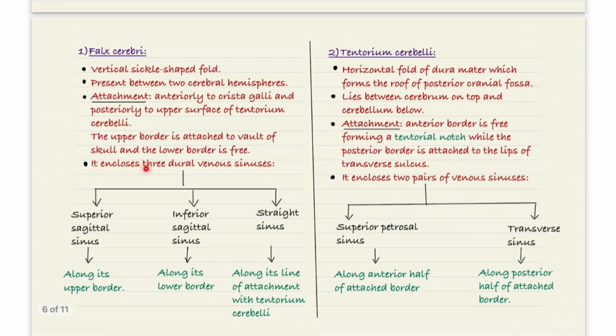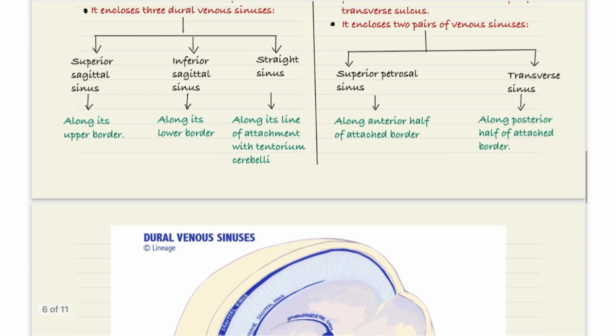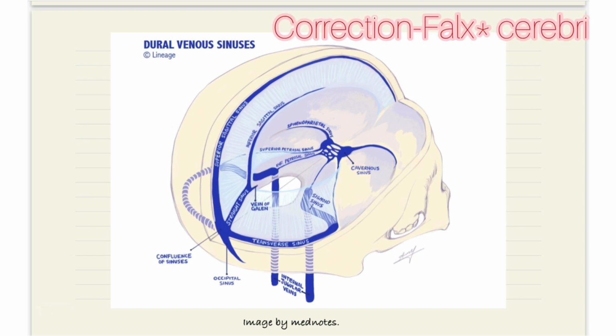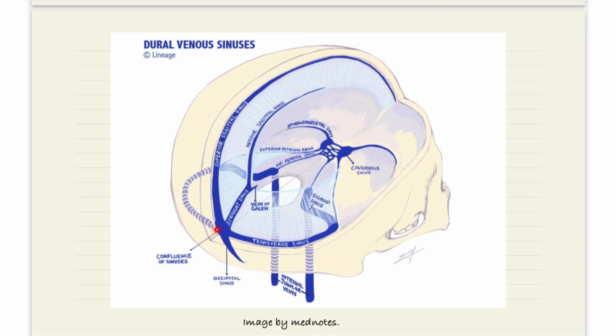Now it encloses 3 dural venous sinuses. The first one is known as the superior sagittal sinus, the second is the inferior sagittal sinus and third is the straight sinus. The superior sagittal sinus lies along its upper border. So imagining this whole as the falx cerebri, this is the upper border which has the superior sagittal sinus. This is the lower border which has the inferior sagittal sinus. And this is the posterior attachment of the falx cerebri which has the straight sinus.